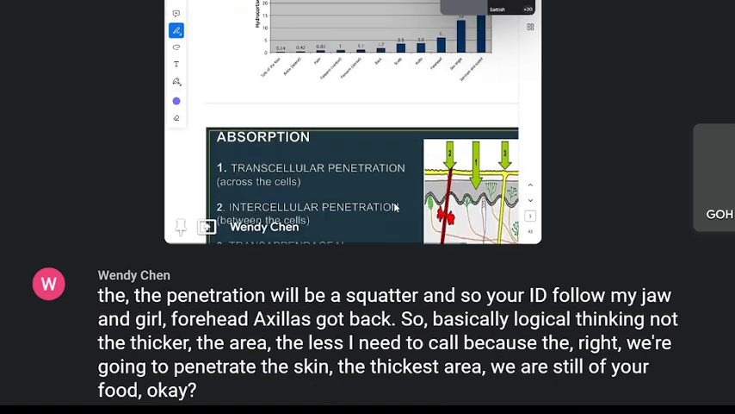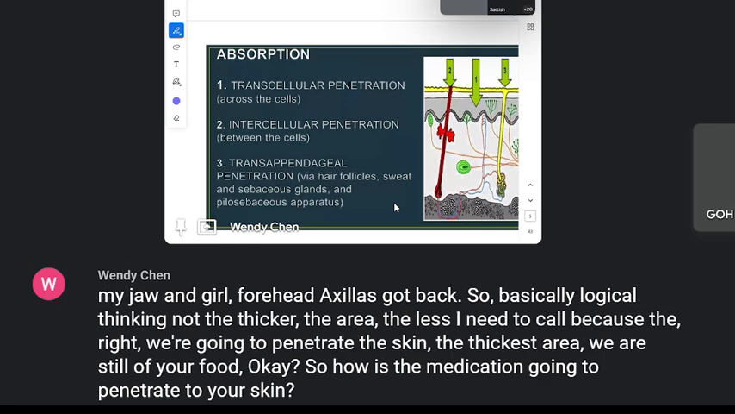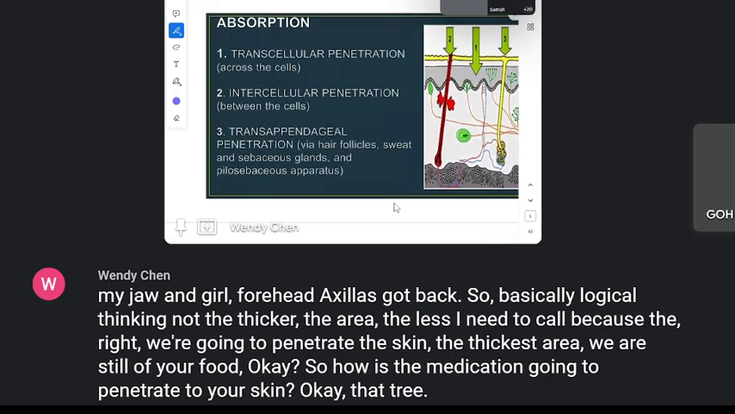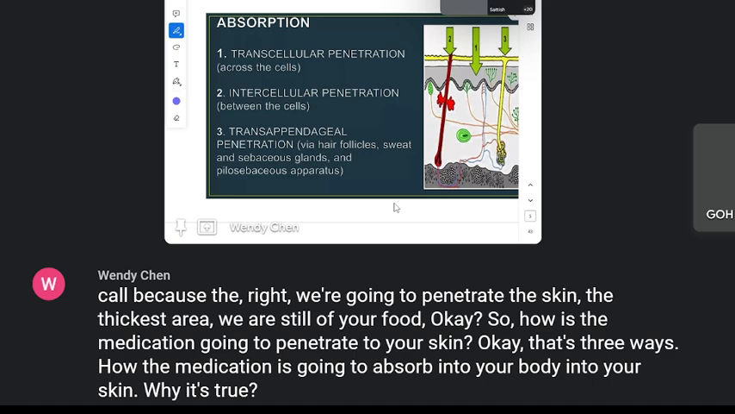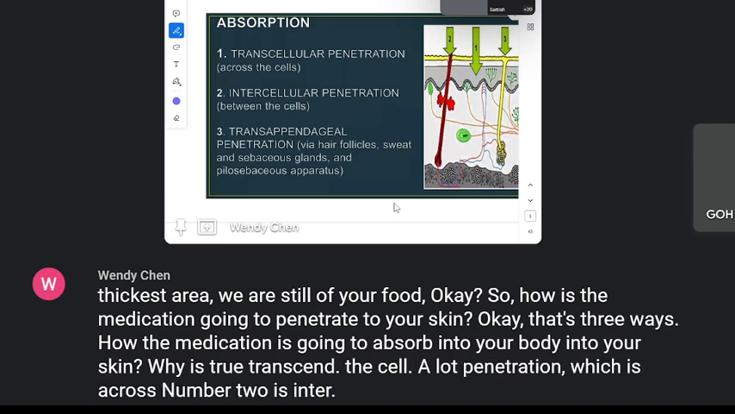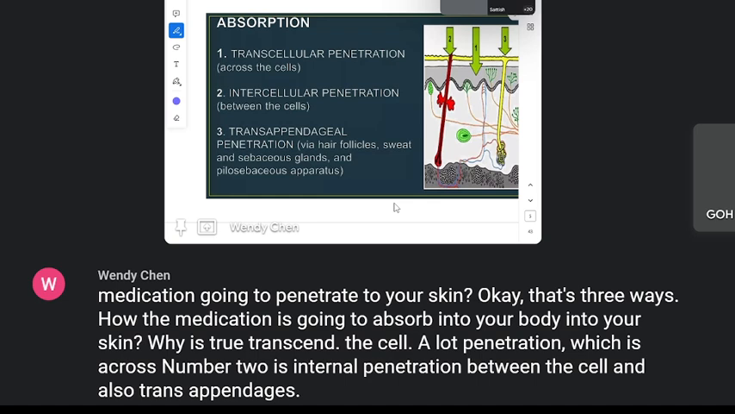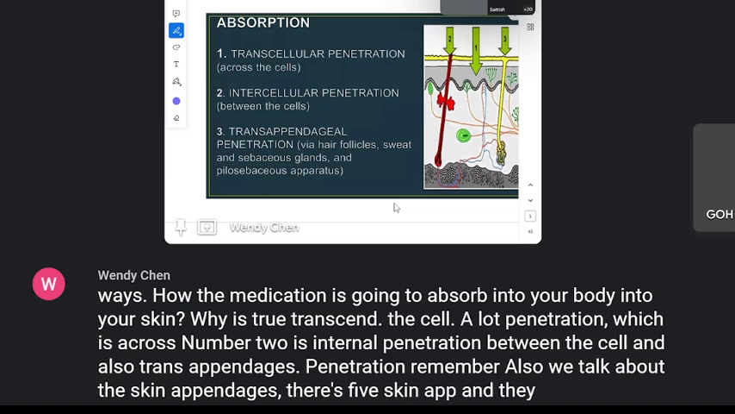Okay. So how is the medication going to penetrate your skin? There are 3 ways the medication is going to be absorbed into your skin layer. Number 1 is transcellular penetration, which is across the cell. Number 2 is intercellular penetration, between the cells, and also trans-appendageal penetration. Remember last week we talked about the skin appendages. There are 5 skin appendages, right? I asked you to memorize.